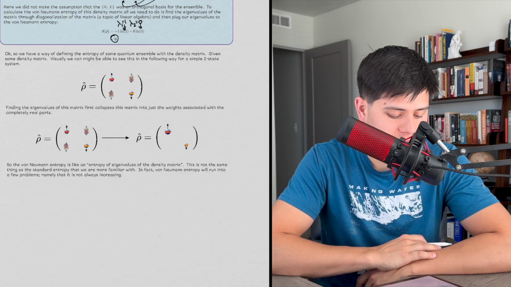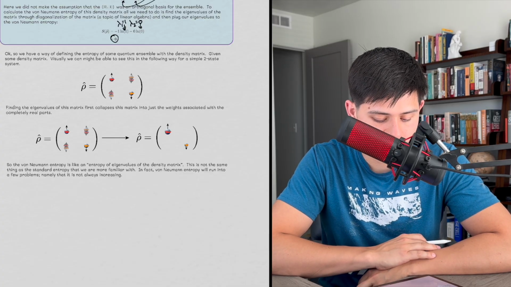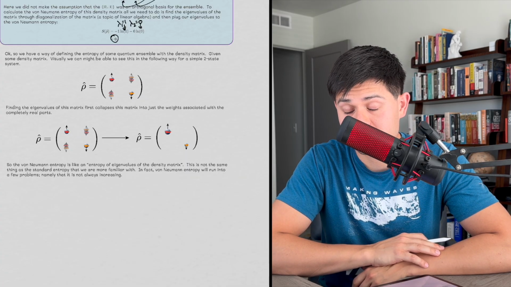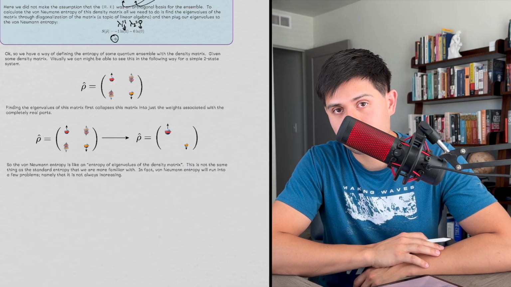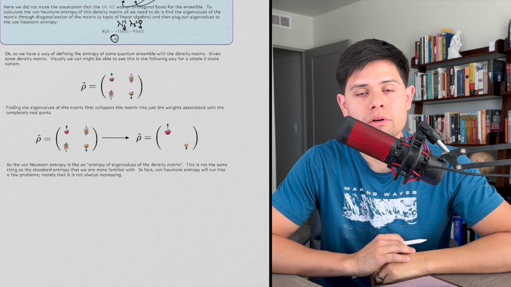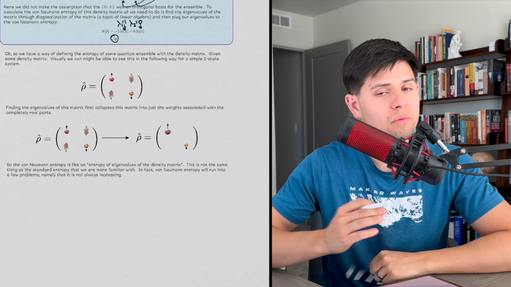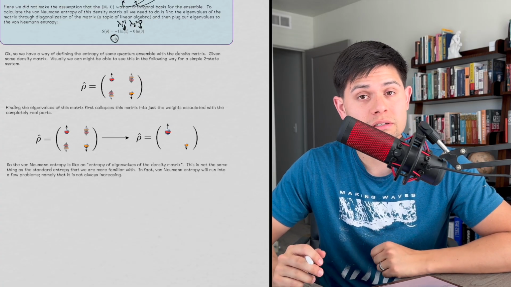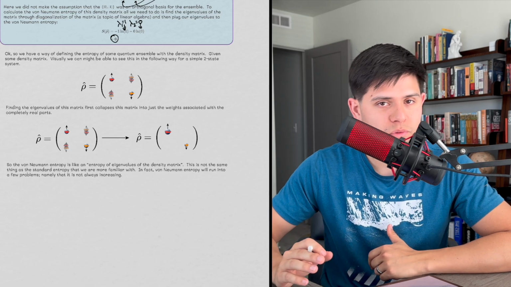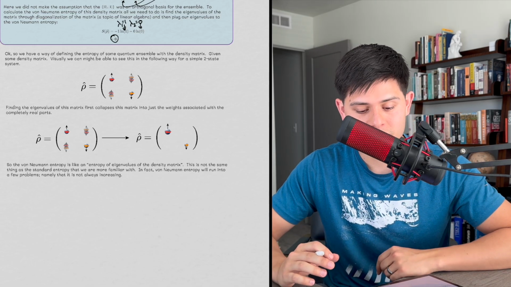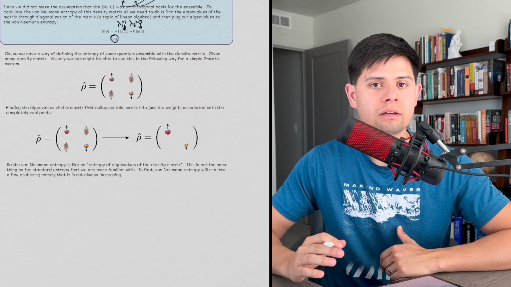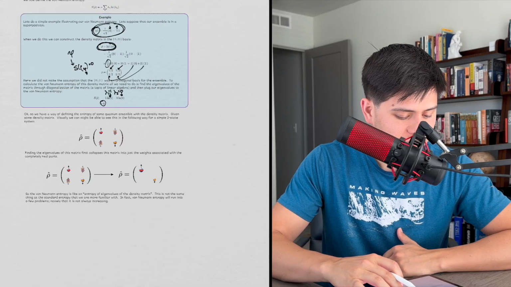This is not the same thing as the standard entropy that we are familiar with. In fact, von Neumann entropy will run into a few problems, namely that it's not always increasing. And that's going to be a very interesting caveat to this idea of von Neumann entropy. Von Neumann himself was regarded as somewhat of a genius in his time, and so even though there are problems with this, he was still very much a titan in the area of quantum statistics and many-body physics. But let's continue.